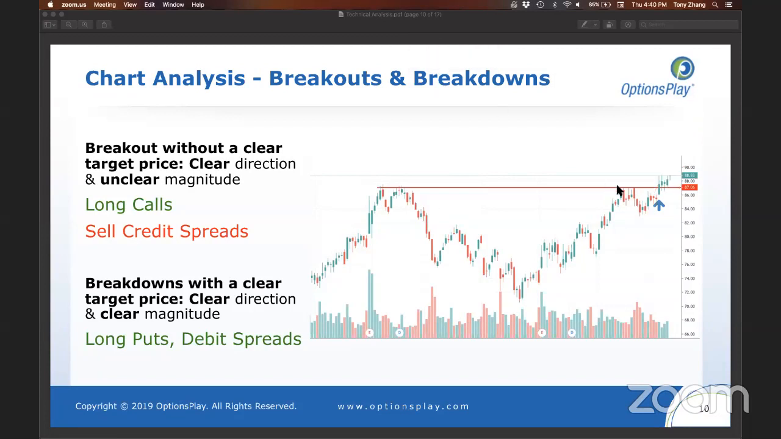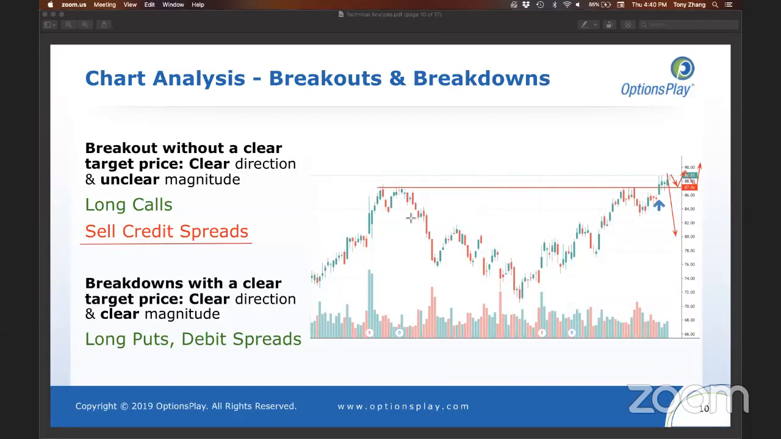Now, if the stock breaks out above a resistance level, but you're not overly bullish, you're just pretty sure that it's not going to go back below that level, and you think that maybe it'll just bum around this level and maybe move a little higher, then you can sell a credit spread. A credit spread allows you to basically profit as long as the stock does not drop below that support level. Once it breaks above that resistance level, it becomes support. And as long as it doesn't plummet back below into that $80 level again, you can make money by simply selling a credit spread. So those are the two different ways that you can play breakouts.